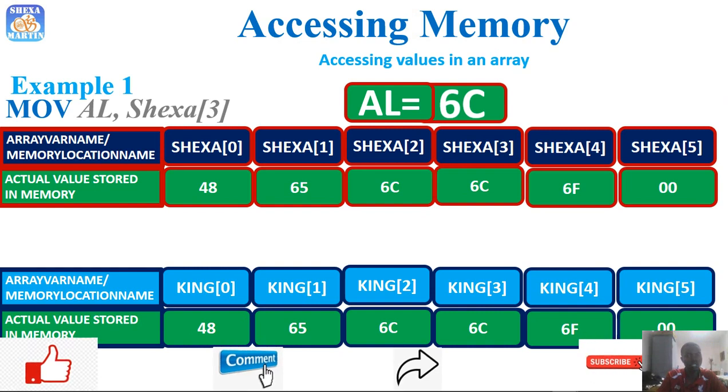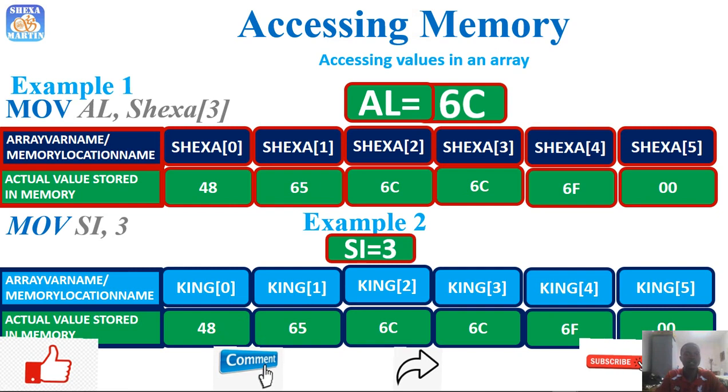Right, so let's now try to access the king array. Since we talked about variables that are used to access memory, you can also use any of the memory index registers, that is BX, SI, DI, BP, to access the values of an array, or to access the values that are within the memory and labeled with the array name. So here let's use SI. This is the instruction that we are talking about, move SI, 3, and this is what happens with this instruction. We are moving the decimal value 3 into the SI register, which is source index, right?